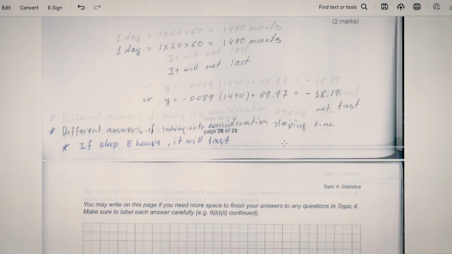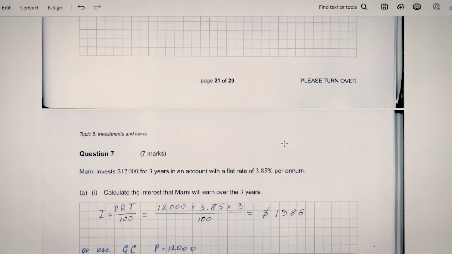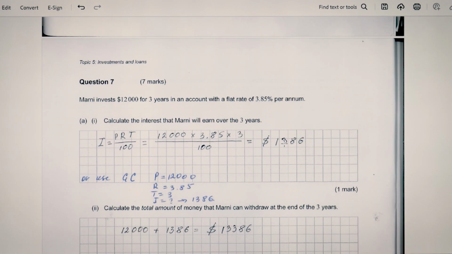Okay, and investment and loans. So this part was not done very well this year. Actually, before starting, a lot of students are still using the formulas to find out the future value and the present value, and the majority of mistakes they made were there, okay?